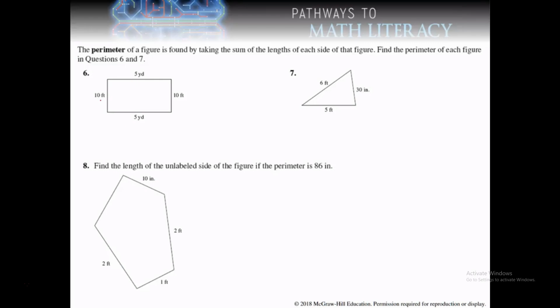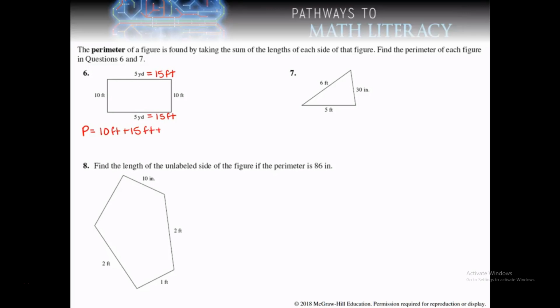So 5 yards, there are 3 feet in a yard. So 5 yards is 15 feet. And the top and the bottom side then will both be 15 feet. Now I can go ahead and find the perimeter by adding all of those together. So I have 10 feet plus 15 feet plus 10 feet plus 15 feet, and that adds up to 50 feet total.